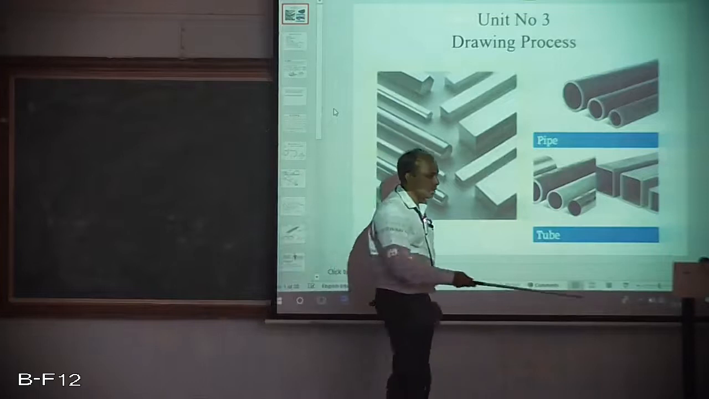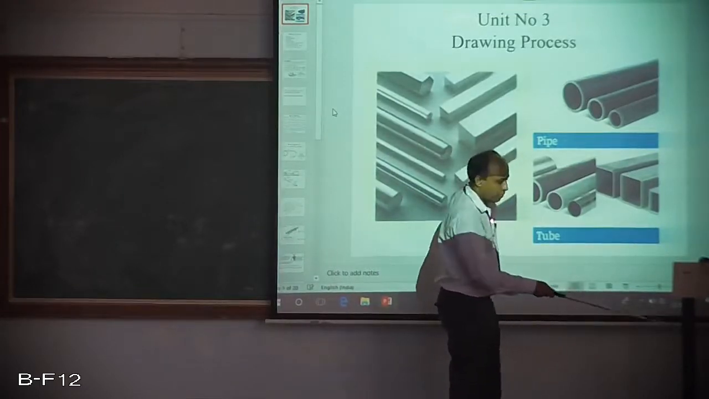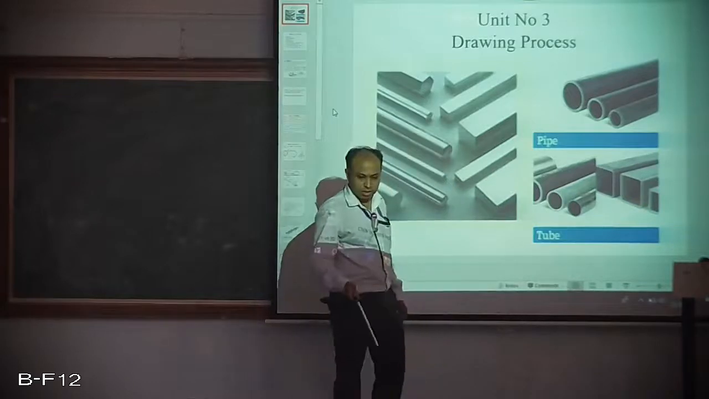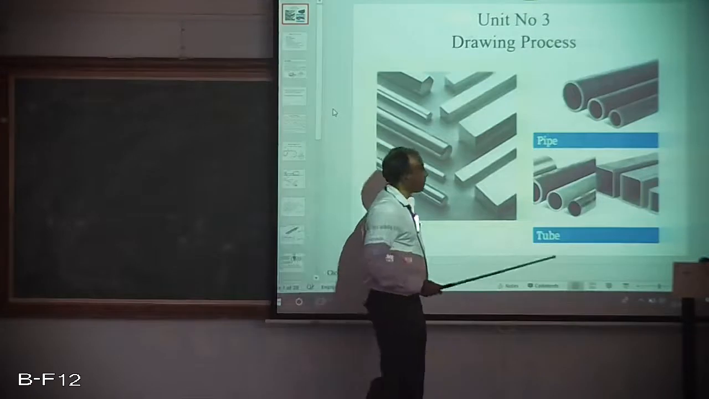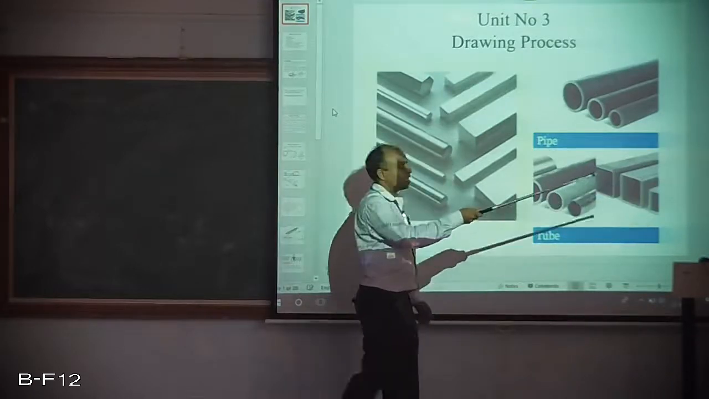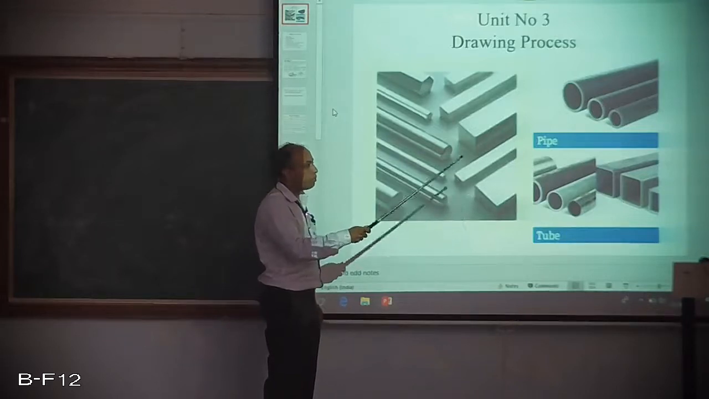An example here is your podium, this part is made up of tube. Your desks, the supporting legs, are made up of tube. And here we have the example of window grills, which is a typical example of bar, not rod.